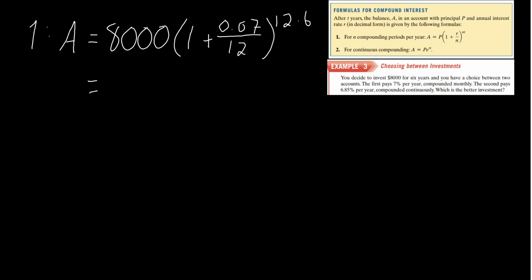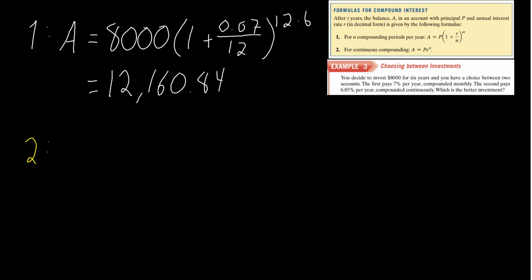All right, so I end up with $12,160.84. After 6 years, my account has grown. That's pretty darn good actually. My account has grown $4,160. Okay, so that's good. Now we're going to do account 2, and the arithmetic here is going to be so much easier.